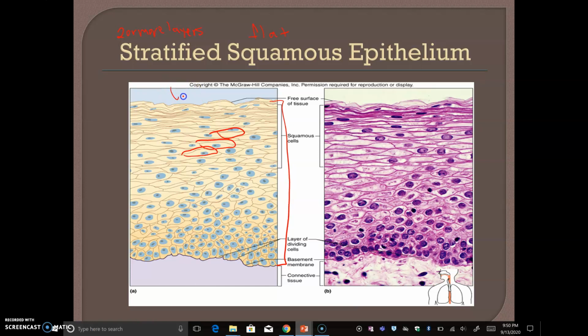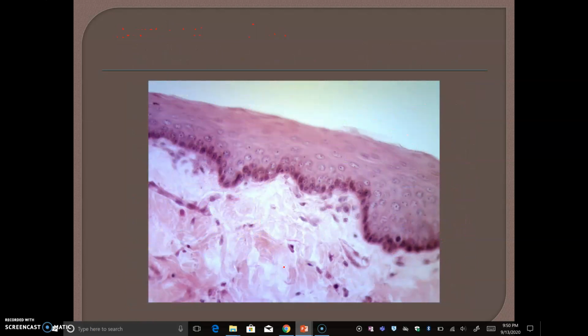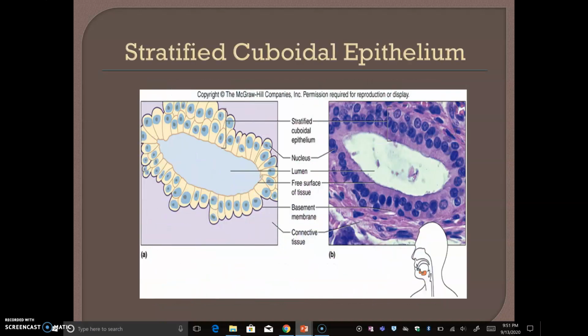And again, we have our free space up here and a basement membrane. So it's kind of hard to see individual cells here, but you can see that we have a bunch of nucleus spread out over here, and that it's a large amount of layers. So that's something you would see under a microscope for stratified squamous epithelial.